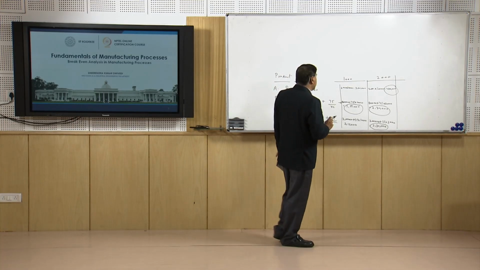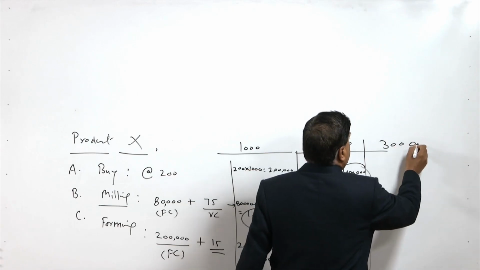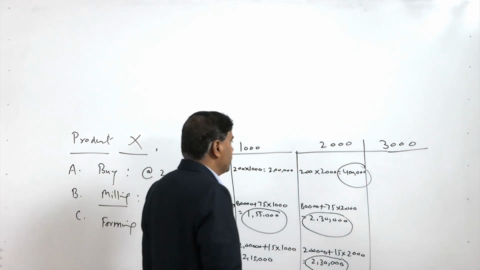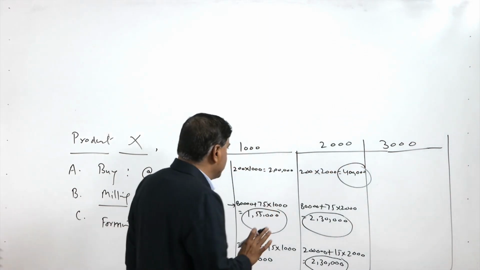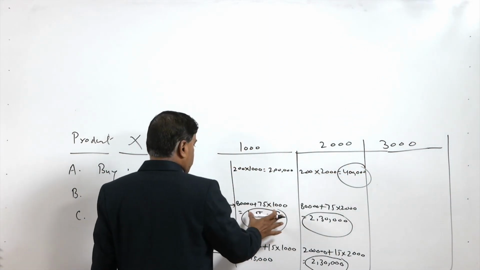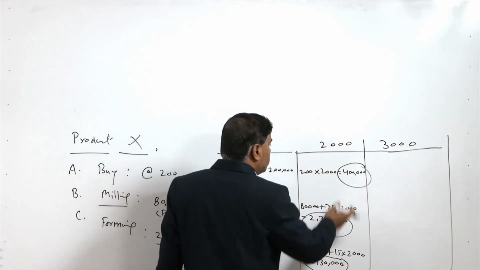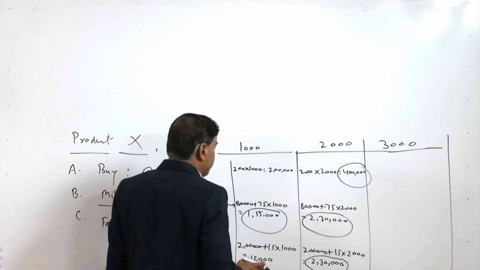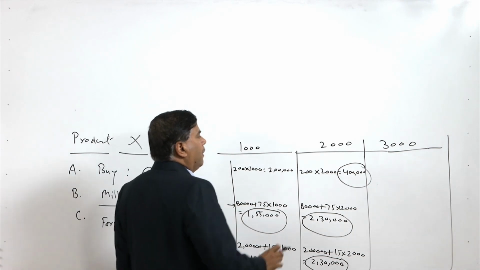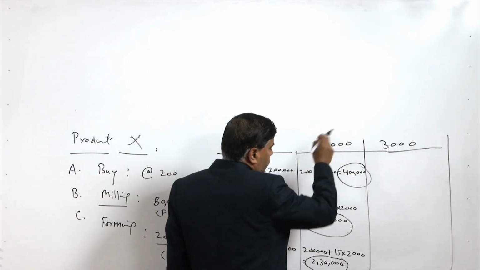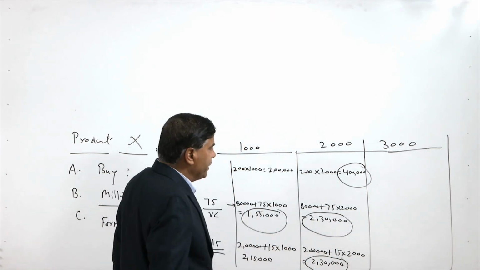So, any of the two can be chosen. Here what it is suggesting is that option 2 is good for making 1000 units, and options 2 and 3 both are good for making 2000 units. Sorry, if you have to make 1000 units, then option 2 can be preferred, and if 2000 units are to be made, then either milling or forming can be chosen.